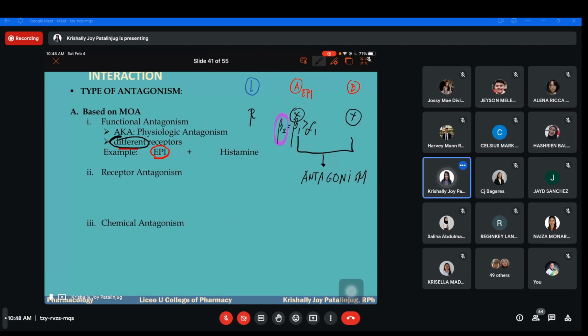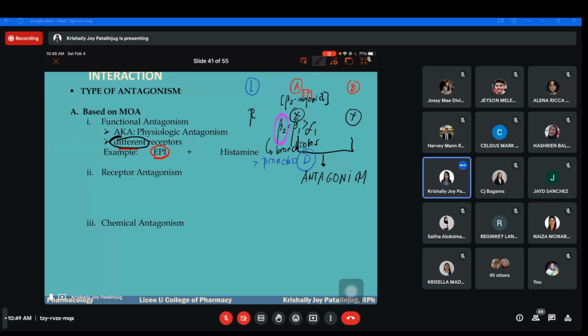Epinephrine could activate beta 2 receptor in the bronchioles. There are beta 2 receptors distributed in the bronchioles, and if the beta 2 receptors in the bronchial smooth muscles are activated by epinephrine, result is bronchodilation. So that's for epinephrine's effect upon binding, activating beta 2 receptor. Okay, so again ha, yung epinephrine dito acts as beta 2 agonist.